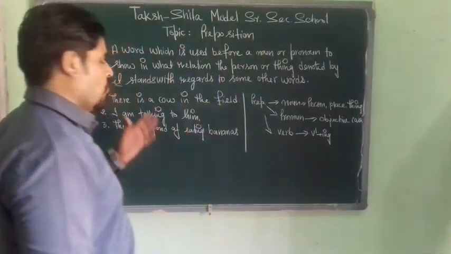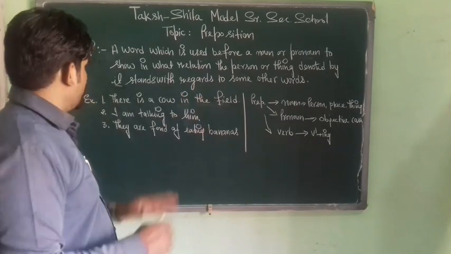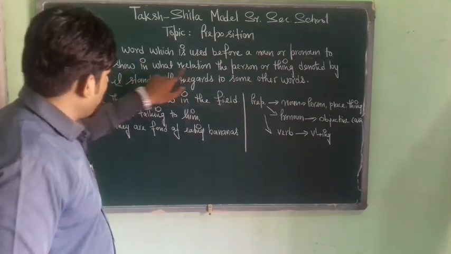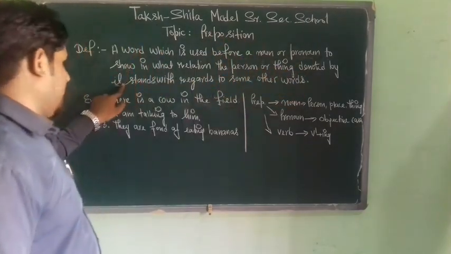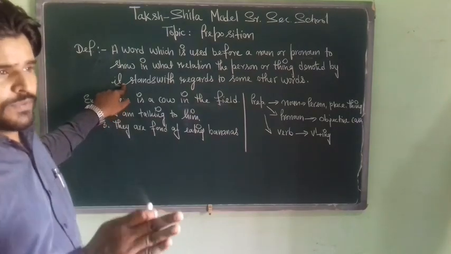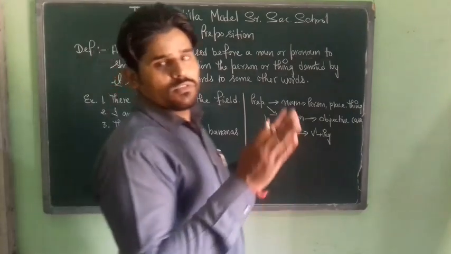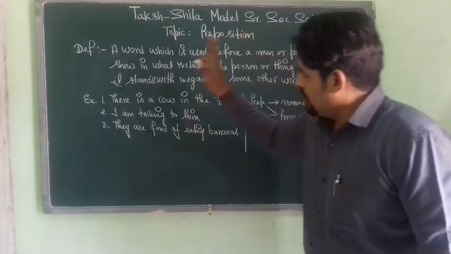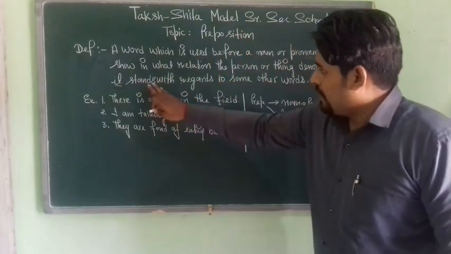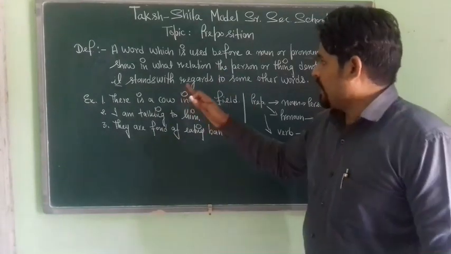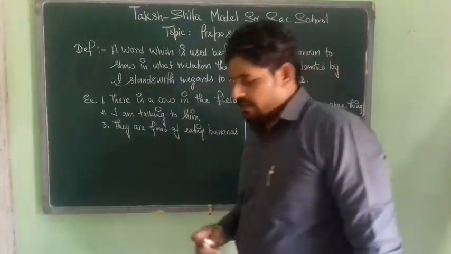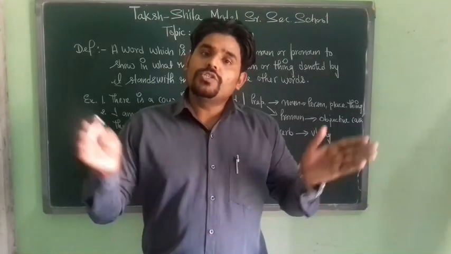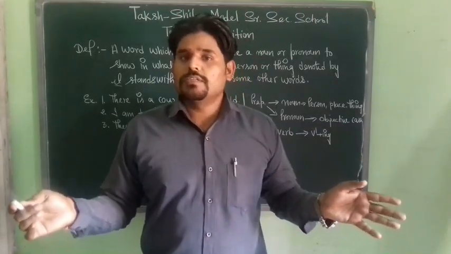And the next question is, why is it used? Preposition is used to show in what relation the person or thing denoted by it stands. The word preposition always denotes a person or a thing, right? So whatever the person or thing the preposition denotes, it shows in what relation it stands with some other words in the sentence. For example, we can simply say that a preposition is a word which shows the relationship between two words in a sentence.